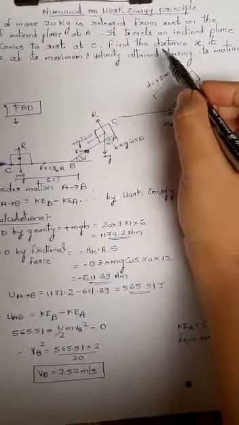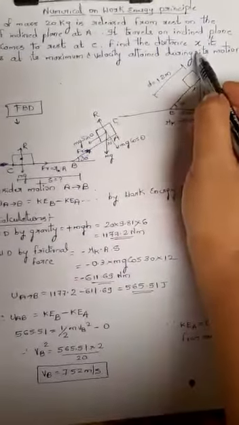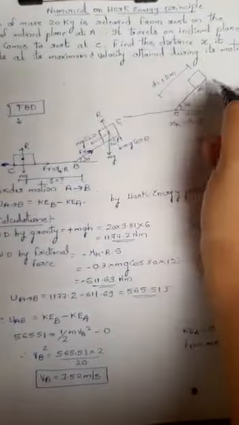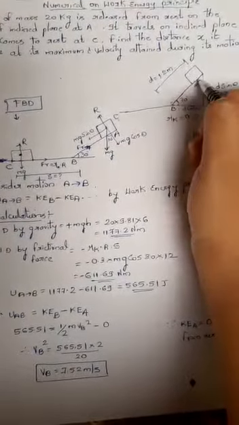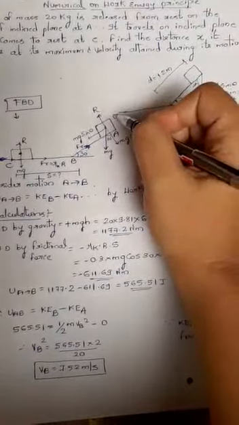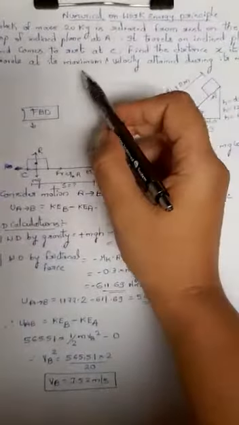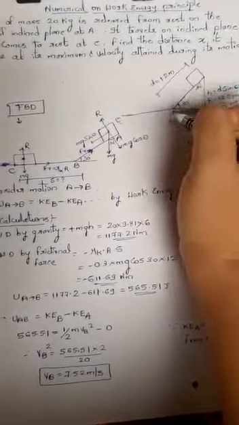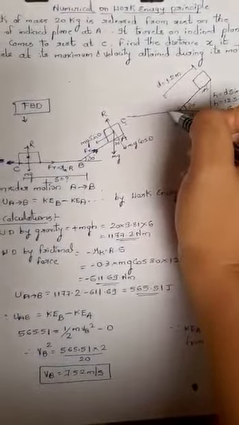So what is asked? Find the distance x it travels at its maximum, that is, the total displacement of the block from position A to position C. And what is the maximum velocity attained during its motion from A to C, that is to be calculated.